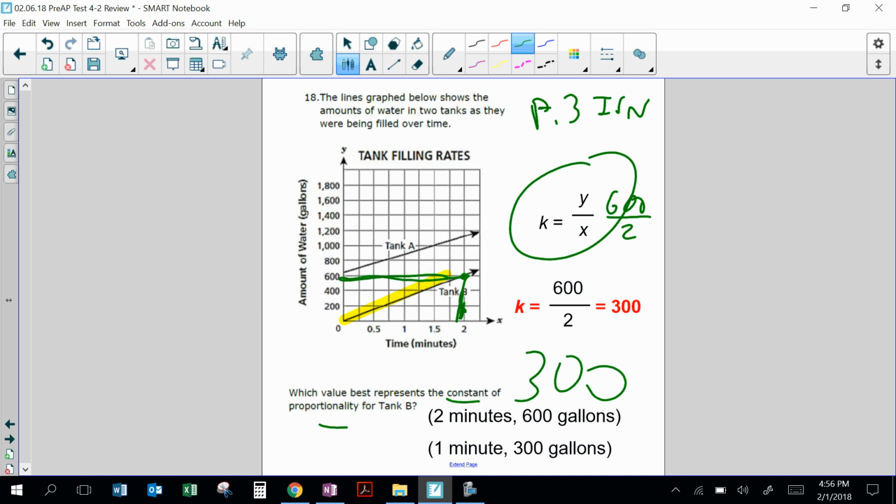Again, what is constant of proportionality? It's really the unit rate. Do you know a better way of saying 300? What does 300 mean? That means they use 300 gallons every minute.